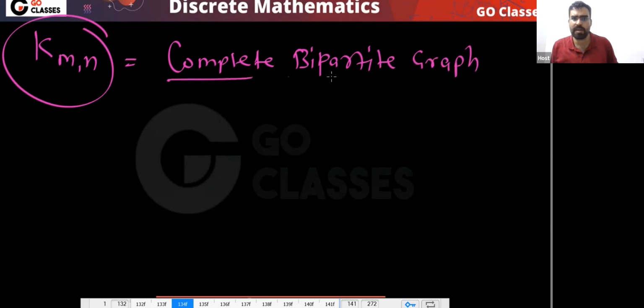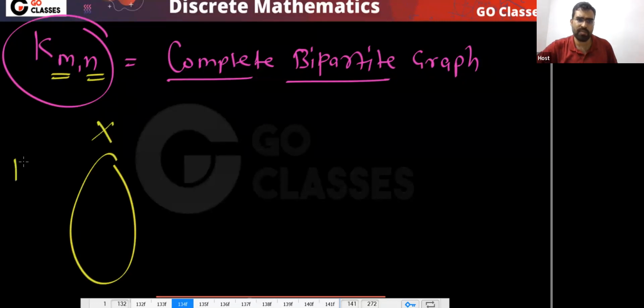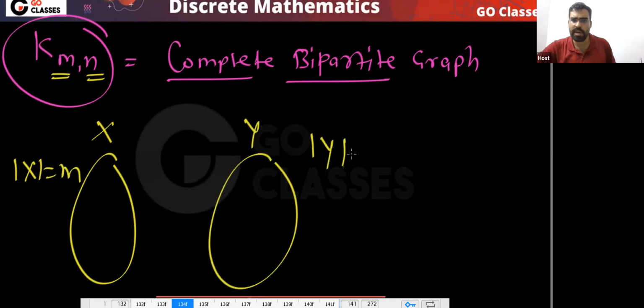This is a complete bipartite graph. It means one part has M vertices, and the other part has N vertices. One part has M vertices, another part has N vertices.